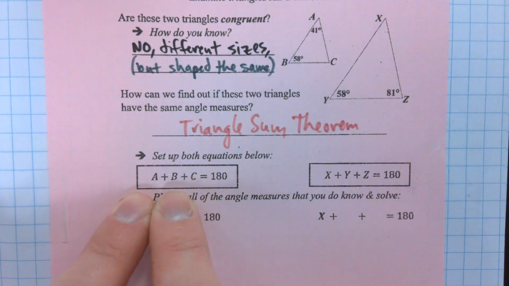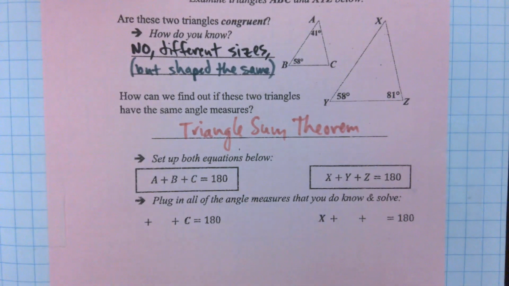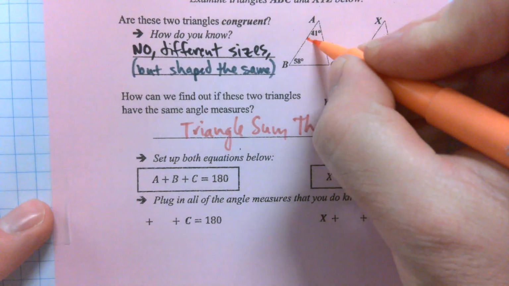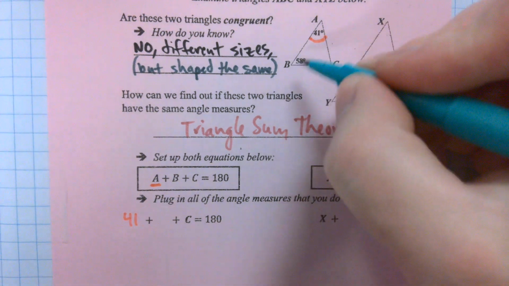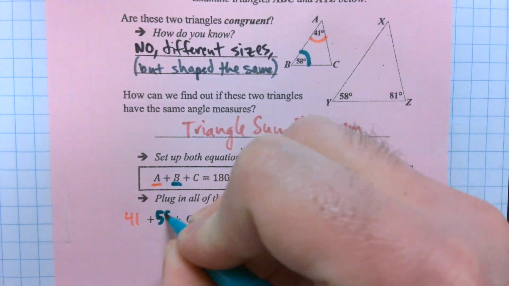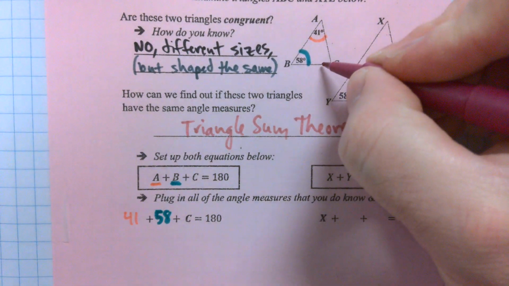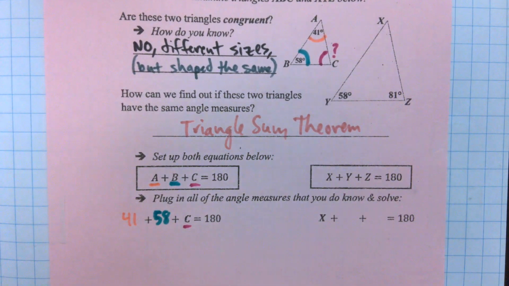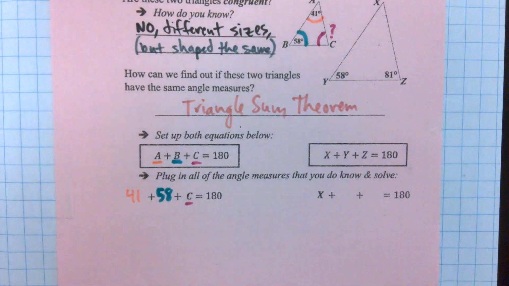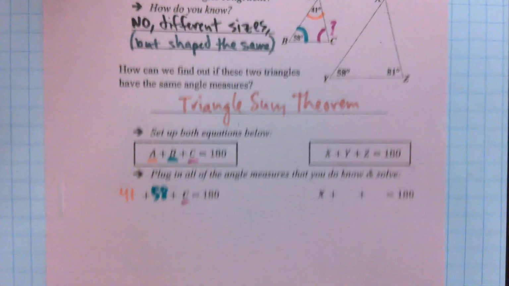So we could set up an equation for my first triangle here. A plus B plus C equals 180 degrees. Like I said, I know that A is 41 degrees. I know that B is 58 degrees. But I do not know what angle C is. So I'll leave it as C. All right, let's go ahead and solve this, and then we'll go to XYZ.